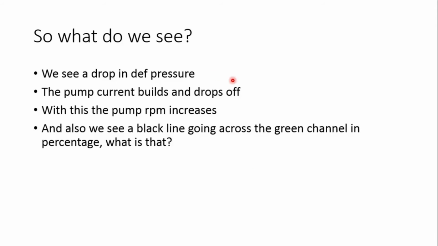So we see a drop in the DEF pressure, okay? Pump current builds and drops off. With this, the pump RPM increases, and then we also see a black line going across the green channel in a percentage. What is that? And like I said, that's duty cycle. That's a feature of Picoscope that you can use to graph the duty cycle.